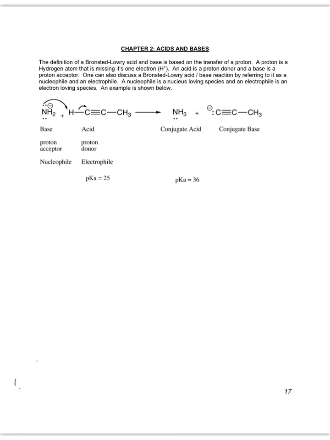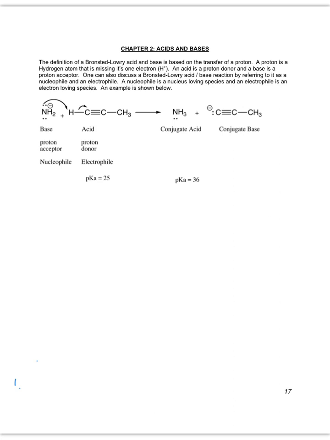But in Chapter 2, it's acids and bases that we're going to be talking about. You learned about them in Gen Chem. We'll add on to what you learned in Gen Chem and do it a little bit differently. The definition of a Bronsted-Lowry acid and base is based on the transfer of a proton. A proton is a hydrogen atom that's just missing one electron, so it's just an H+. An acid is a proton donor and a base is a proton acceptor. You learned all of that in Gen Chem.